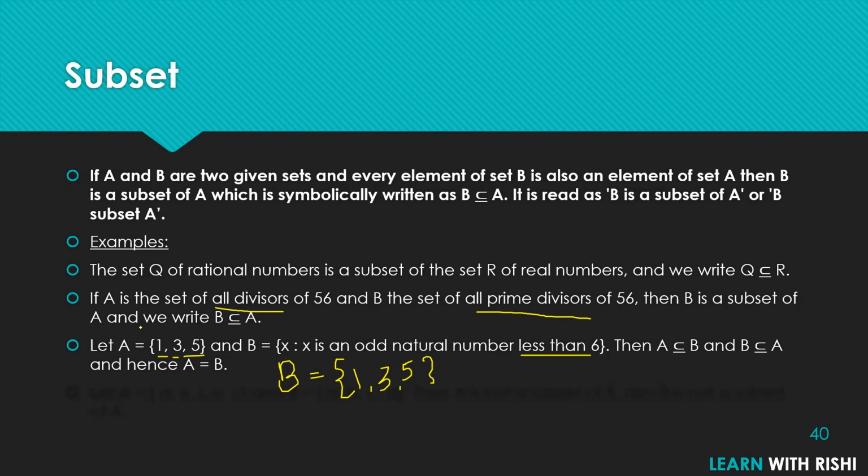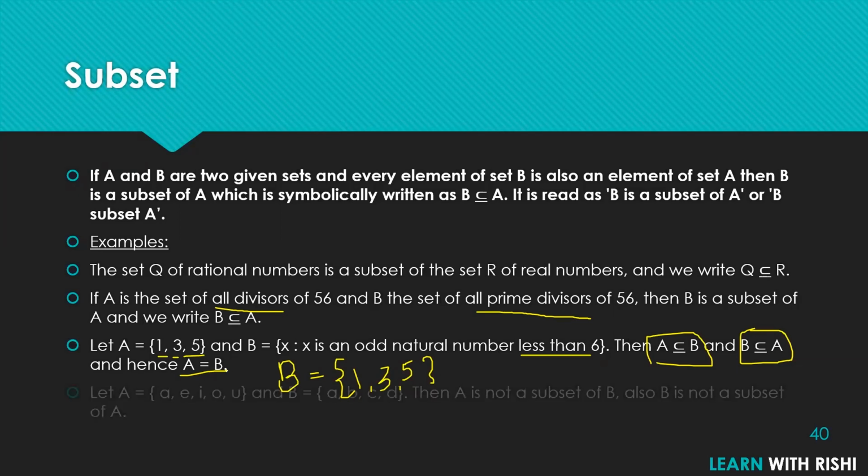So you can see set A and set B are both the same. Every element of set A is present in B, yes. Every element of set B is present in A, yes. So in both ways you can write. You can write A is a subset of B also. You can write B is a subset of A also. And this is the condition for equal sets. So equal sets means A is a subset of B and B is a subset of A. If this is the condition, then we say the sets are equal.